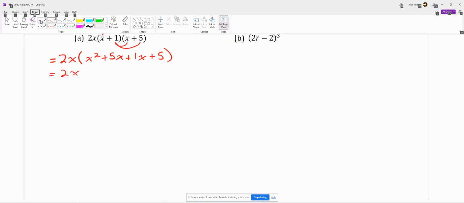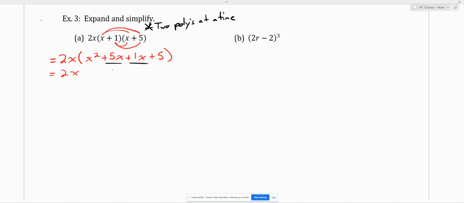We have the 5x and the 1x right here, and we're going to combine them and rewrite. So I still have my x squared, then 5 plus 1 is 6x plus 5. And now we can multiply. I'm going to multiply this 2x in and finish it off. 2x times x squared is 2x cubed. 2x times positive 6x is 12x squared. And 2x times 5 is going to give me plus 10x. No more like terms. We are done.